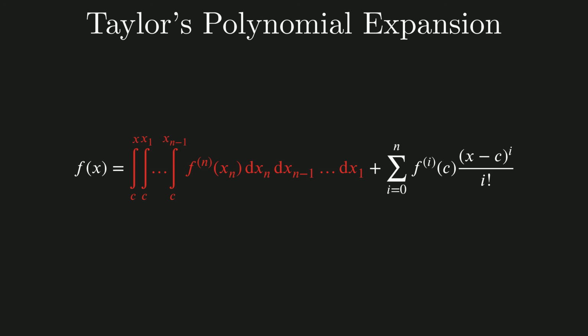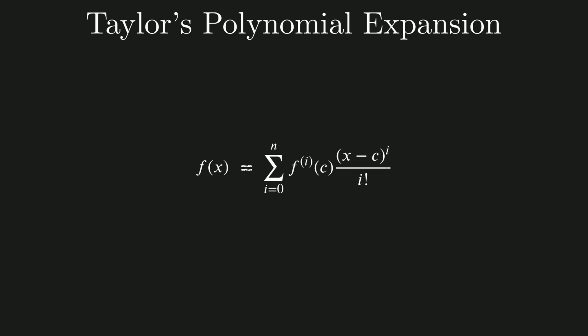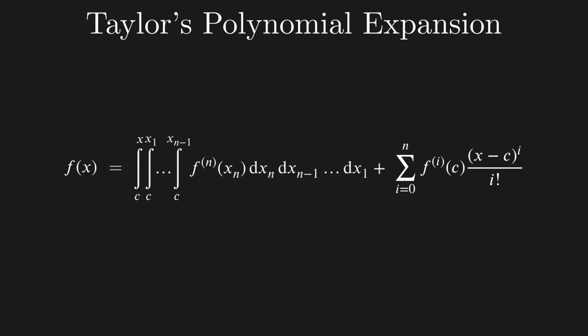But fortunately, for most of the functions that you see on a day-to-day basis, this nested integral term will be small, and in fact will tend to 0 as n approaches infinity. This means that you can often just ignore it and use the polynomial part as an approximation to f. The more terms you include in the polynomial, the better the approximation will be. But in order to safely use this approximation, we need to know when the error will go to 0 as n is increased.